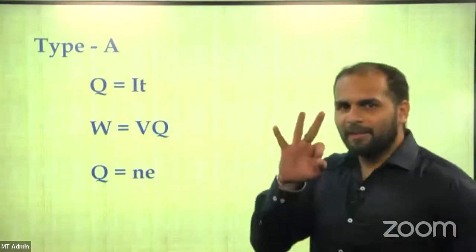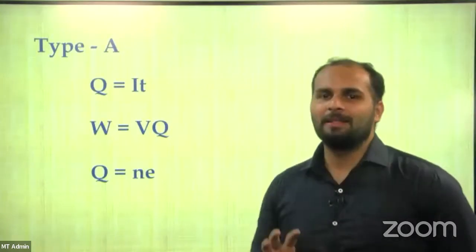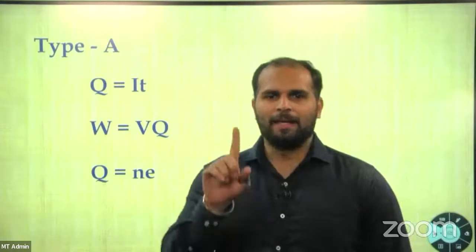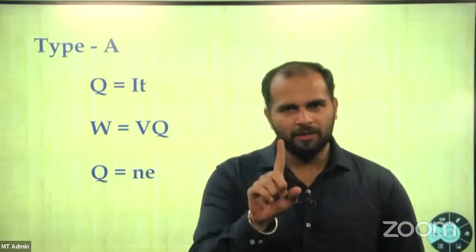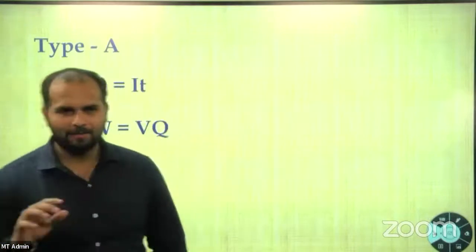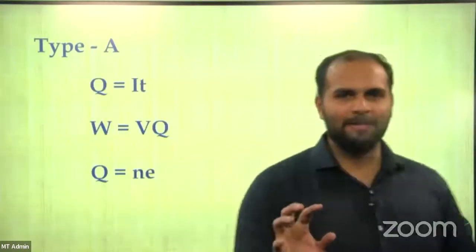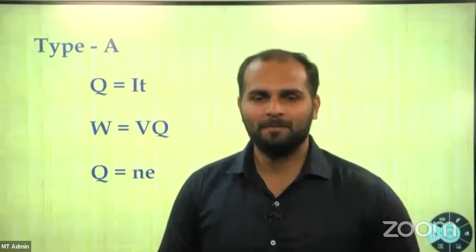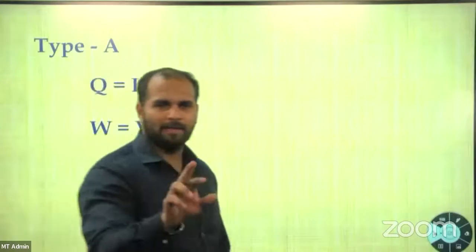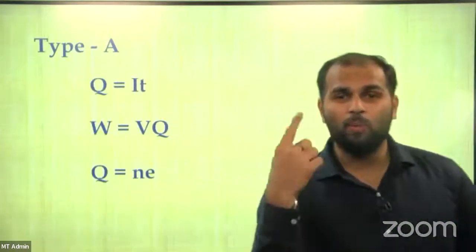Okay. And the third formula is what? It is basically the total amount of charge which is flowing through a wire. N is your number of charges. What is E? Can anyone say what is E? I am waiting for your answers in my chat box. Yes, very correct, Nihar. N is the number of electrons, whereas E is the charge on one electron.